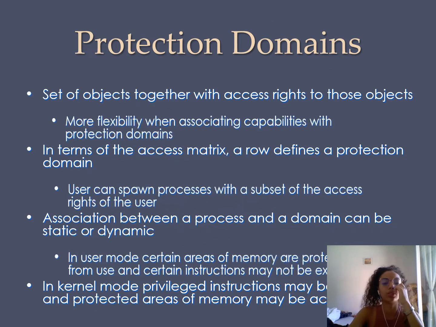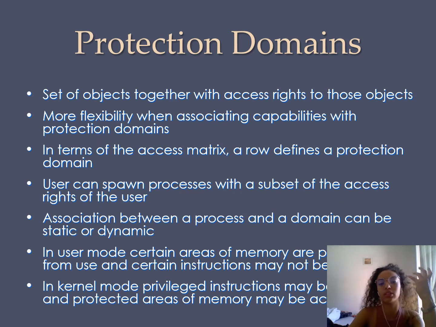The access control matrix model that we have discussed so far associates a set of capabilities with the user. A more general and flexible approach is to associate capabilities with protection domains. A protection domain is a set of objects, together with access rights to those objects. In terms of the access matrix, a row defines a protection domain.